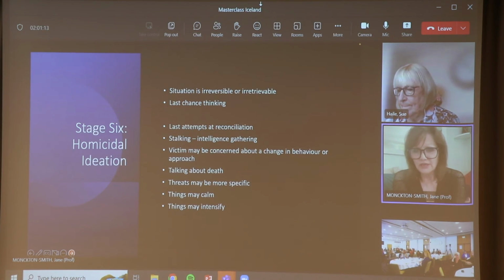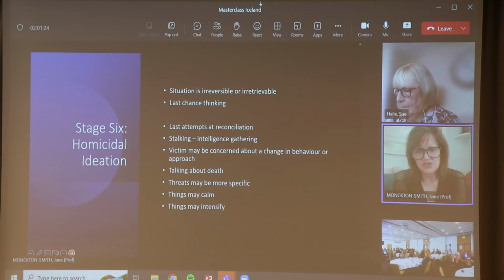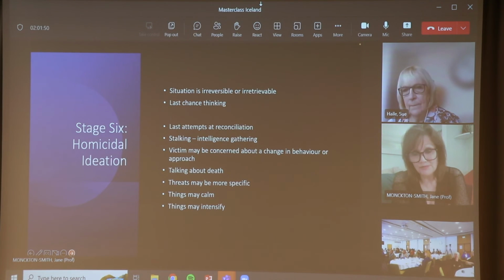The stalking might change from trying to get the relationship back together to intelligence gathering. The victim might be concerned about sudden changes in behaviour. Any threats they do make may become more specific. So they may go from, I'm going to kill you, to, I'm going to strangle you. Things have become more specific. They've started thinking about it. They've maybe started visualising it. They may be in the early stages of even planning it. Things could become suddenly calm at this stage, but equally they could intensify.